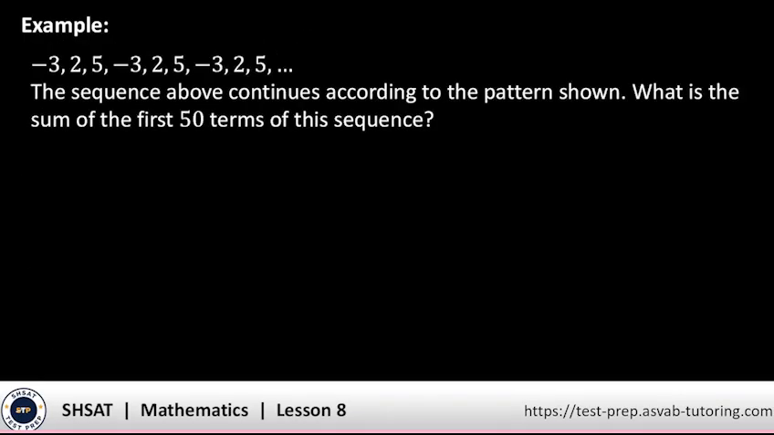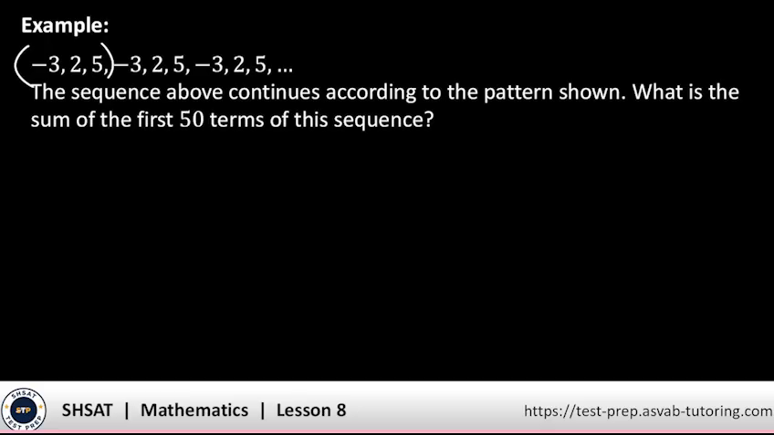Moving on. Here we have another sequence. Negative 3, 2, 5, negative 3, 2, 5, negative 3, 2, 5. As we can see, this pattern is continuing, right? So we can say that negative 3, 2, 5 is the repeating unit. The question says the sequence above continues according to the pattern shown. What is the sum of the first 50 terms of this sequence?